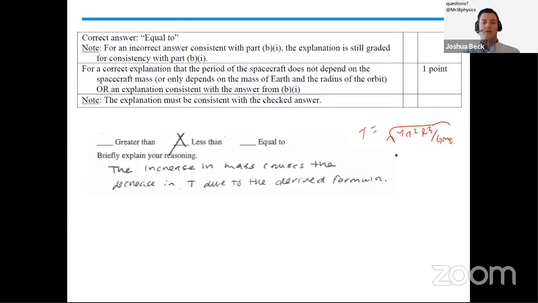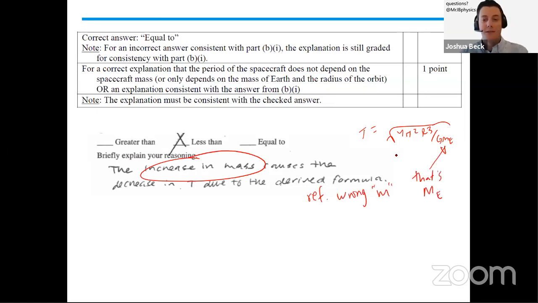Let's look at some other student samples. This one said the increase in mass causes a decrease in T. So if we look at this equation, you need to be careful. They said an increase in mass. Well, the mass that increased was the mass of the spacecraft. We need to be careful with what we're saying. See, in your equation, that was the mass of the Earth. And here we're referencing the mass of the spacecraft. That mass is not part of the equation.